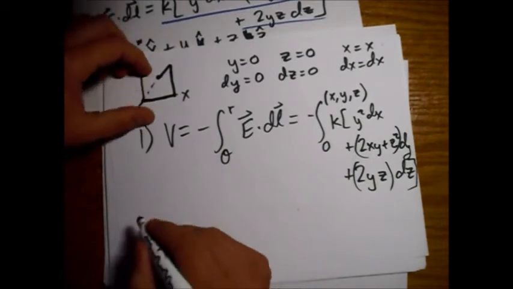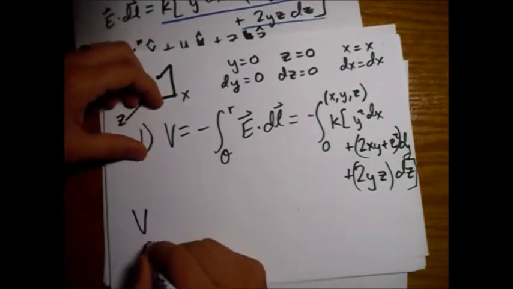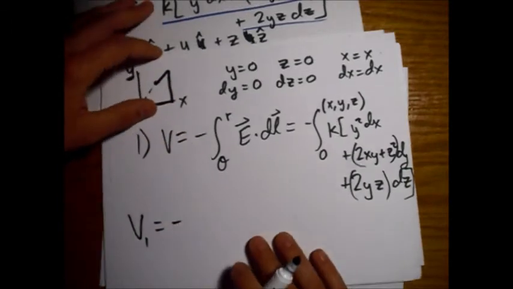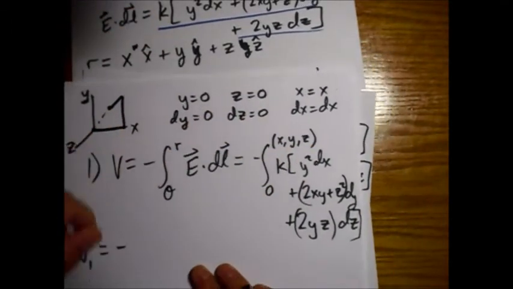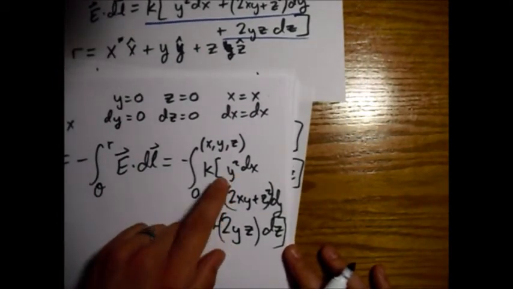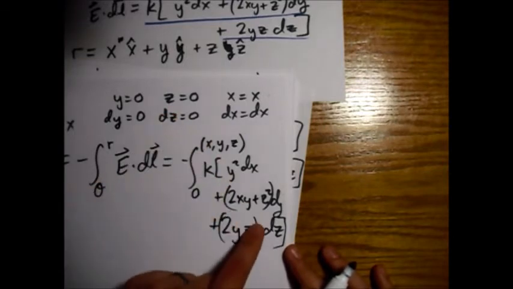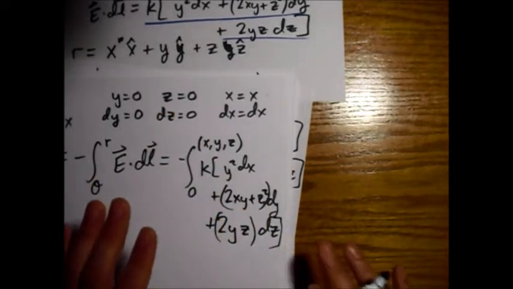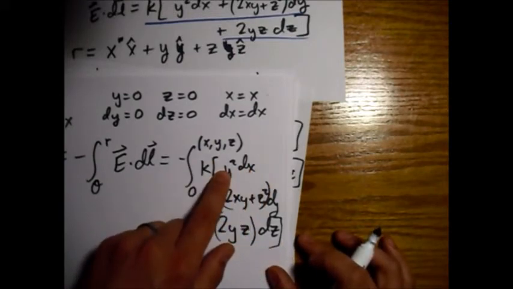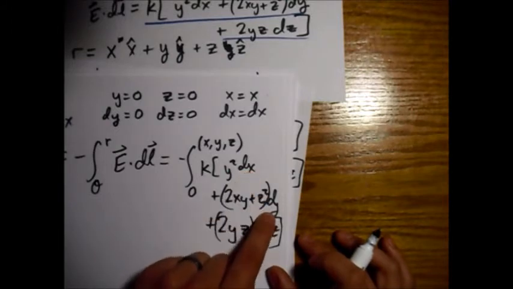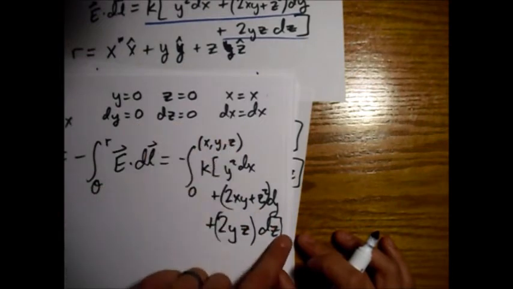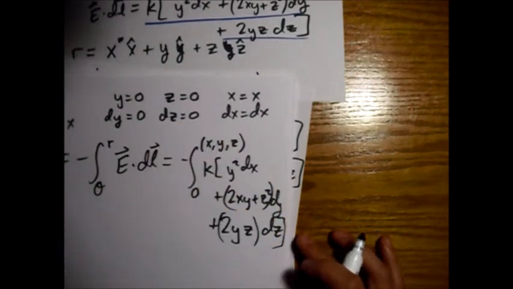So our first integral, which I'll just call V1. We're going to follow this path up here. So we set y equal to 0, z equal to 0. In our first part, this term is going to go to 0 because y is equal to 0. And in these ones, we already know that dy is equal to 0 and dz is equal to 0, so those two both go away. So all three terms are going to go to 0.